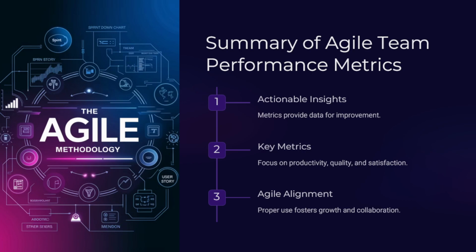We looked also at velocity to understand the team performance, and at quality through the escape defects, the defect density, and the throughput. We also looked at customer satisfaction when we introduced the customer satisfaction scores and NPS, which helped us understand customer satisfaction. So by using these metrics responsibly and aligning them with agile principles, teams can foster a culture of growth and collaboration.